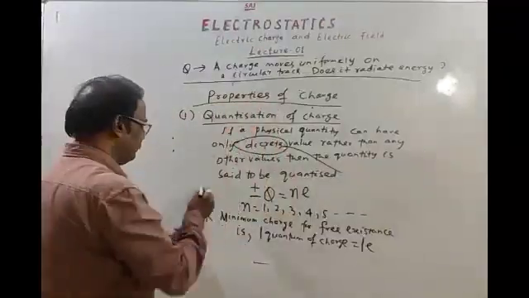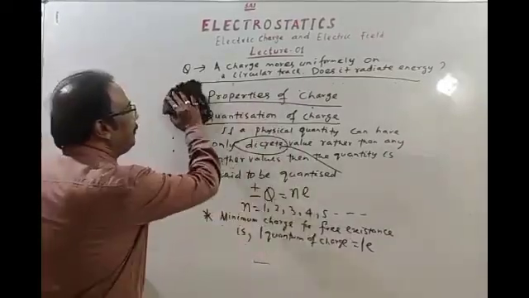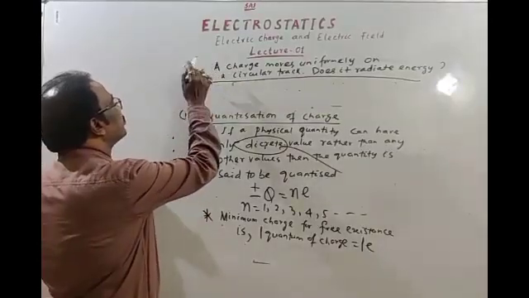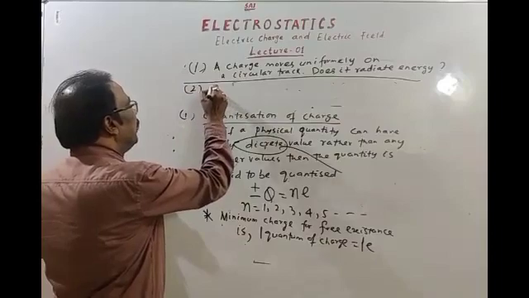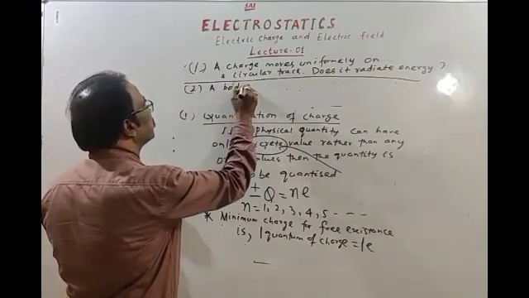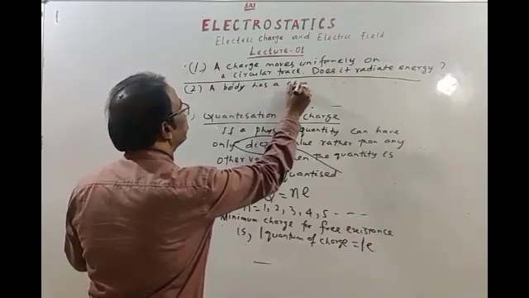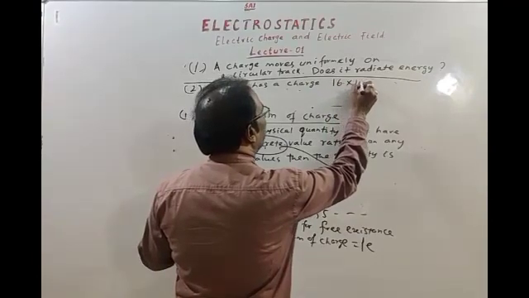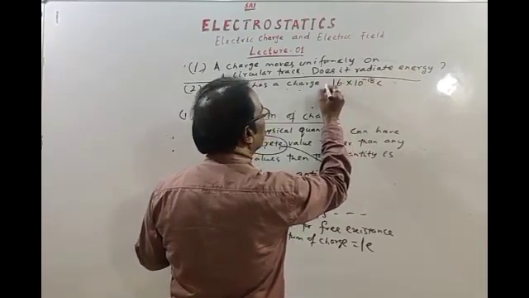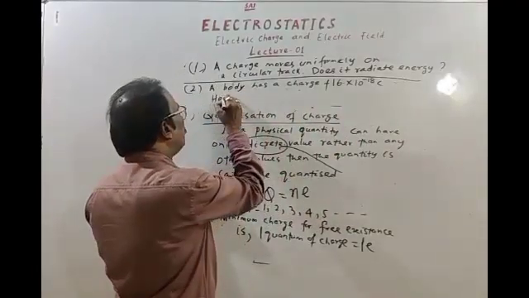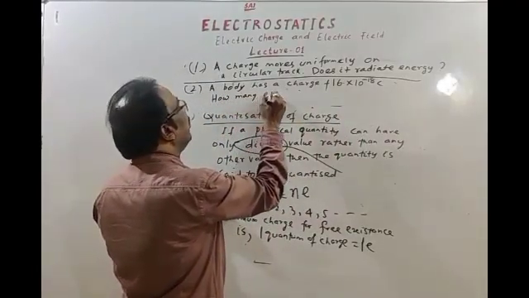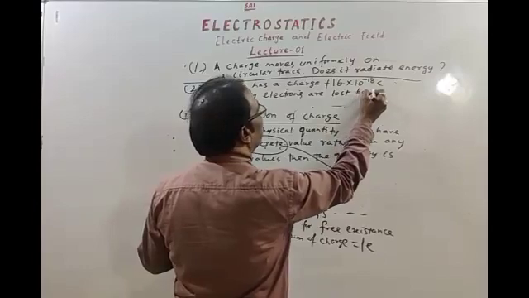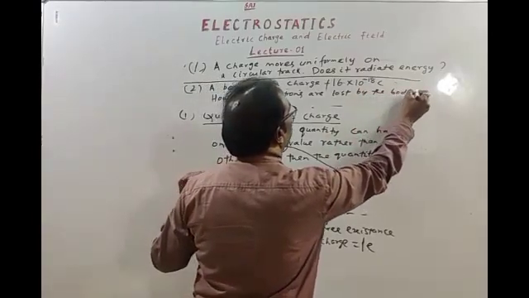Again, another question. Under this, I am writing: this is the first property, quantization of charge. Question number 1. Then question number 2. A body has a charge of 16 into 10 to the power minus 18 coulomb. Let it be positive. How many electrons are lost by the body? Very simple question.